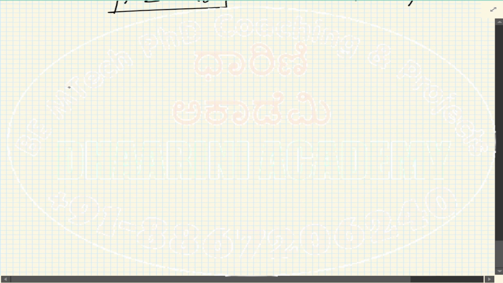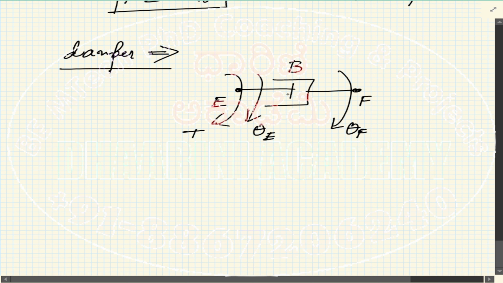There will be a difference between the spring and the damper, as in the translational case. Maybe theta E will start rotating initially, and after the damping gets over, theta F also starts rotating after some time. So there is a difference. In the case of a spring, both start rotating simultaneously, but the amount of rotation is different for the two ends of a spring.